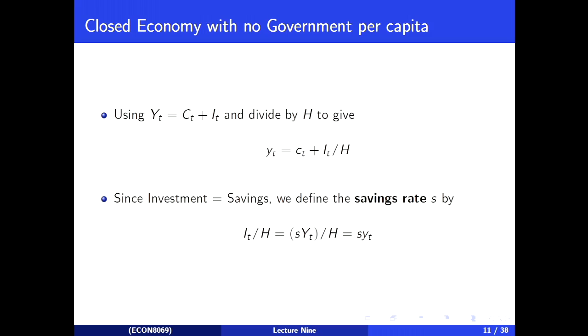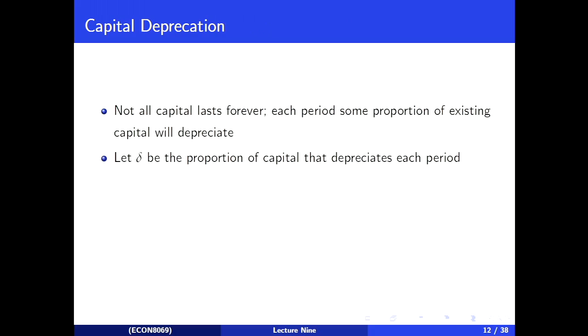Okay, and the last part of our system is capital depreciation. Not all capital lasts forever. Each period, some proportion of existing capital depreciates, right? Often it'll be replaced. If we talk about this building, for example, this building is depreciating, but there is maintenance work done on it, which is a type of investment to keep it up to scratch. But the depreciation still exists. Depreciation is just capital stops being helpful.